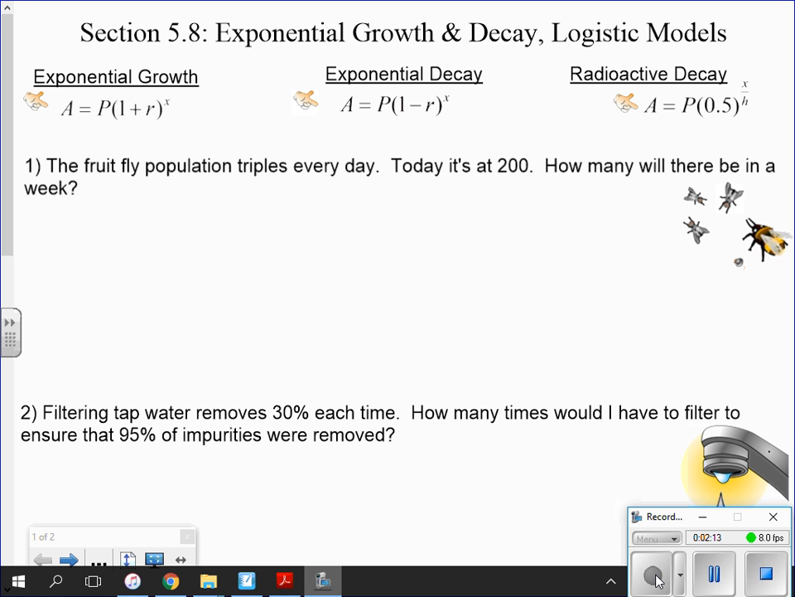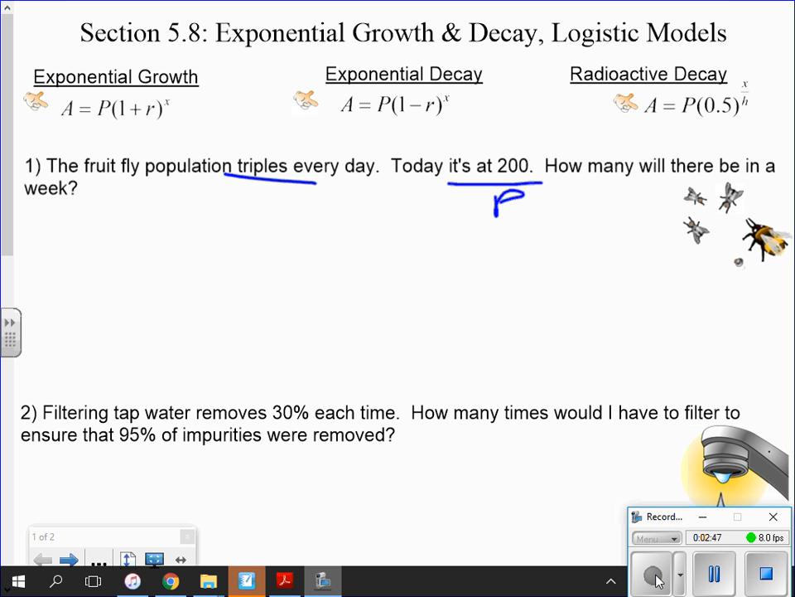That's the problem. Now, the first one's a little trickier because it's not quite exactly one of those particular models. Fruit fly population triples every day. It does not have a particular growth rate or percentage. It does not grow by 10%. It does not grow by 20%. It triples every day. So this one's a little bit different in how you set it up, but it's fairly the same. It triples every day. Today it's at 200. That's our P. That's what we're starting with.